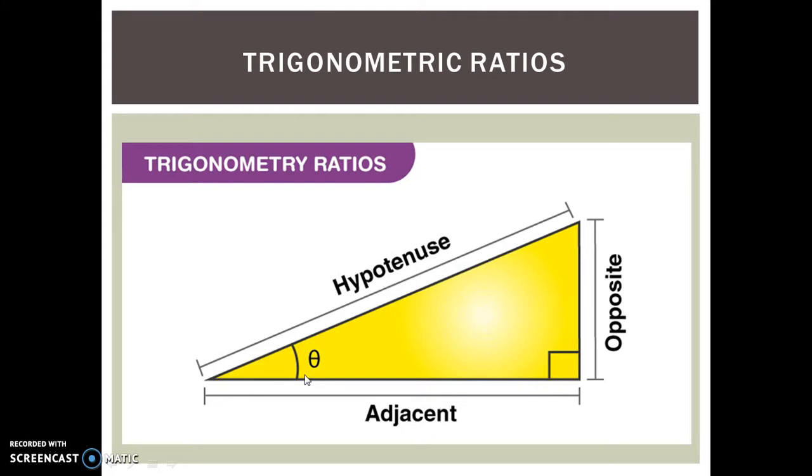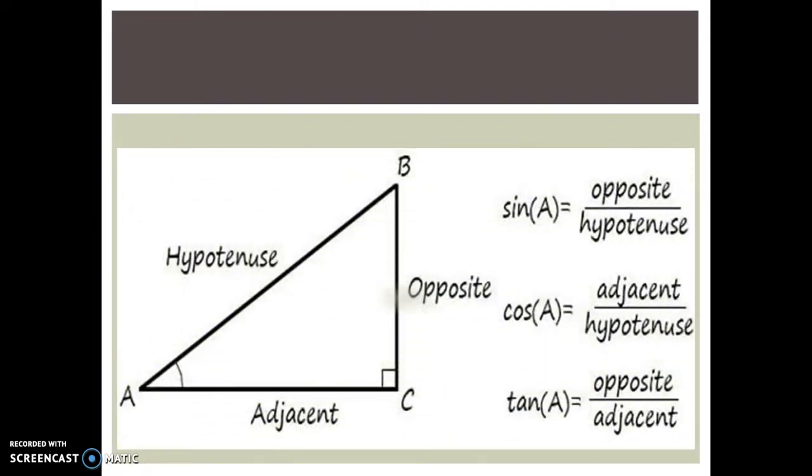One more thing, trigonometric ratios are usually used to find the unknown side or unknown angle of a right angle triangle. To find the unknown side and unknown angle, we use trigonometric ratios. There are a total of 6 trigonometric ratios, but today we are going to see only 3, and they are as follows. So this is another right angle triangle, and this angle is angle A instead of theta.